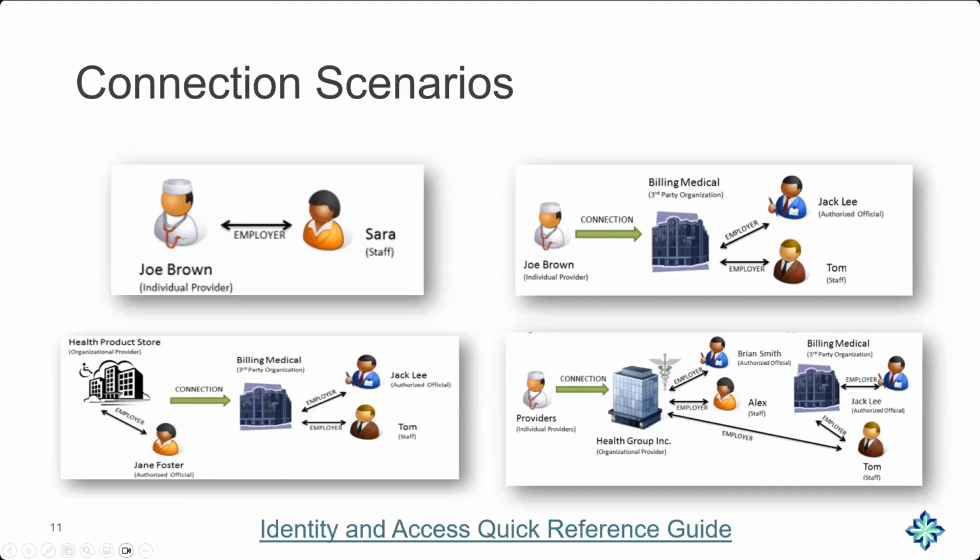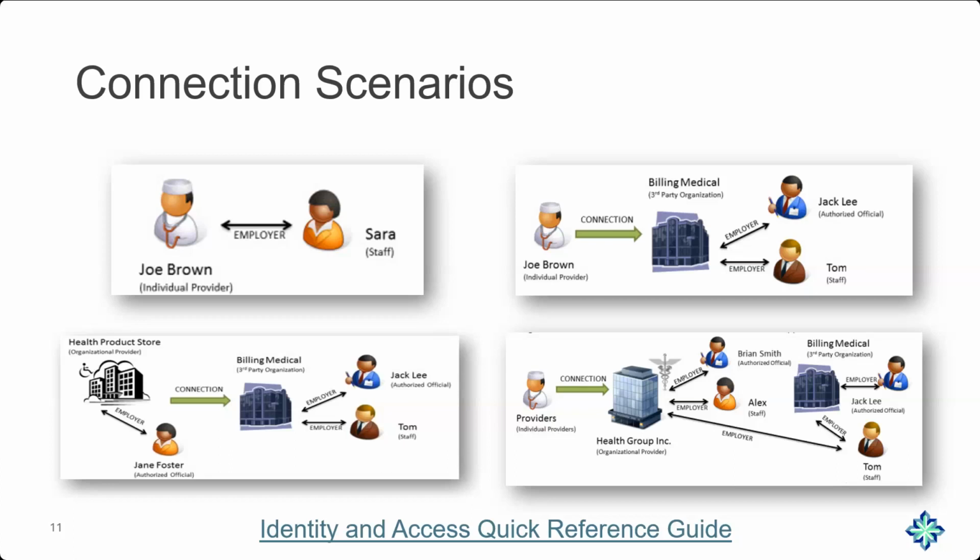The other thing that I have included here are just a few examples of organizational setups that we see. The one in the top image on the left where you see Joe Brown and Sarah, this is going to be where you have an individual provider and they have an employee. That's going to be an example of a connection where it's going to be a staff user. Surrogacy doesn't come into play here. They have an in-house biller or in-house staff that are going to be manipulating their enrollment information, and they would set themselves up as a staff user. And we'll show you how to do that in a second.